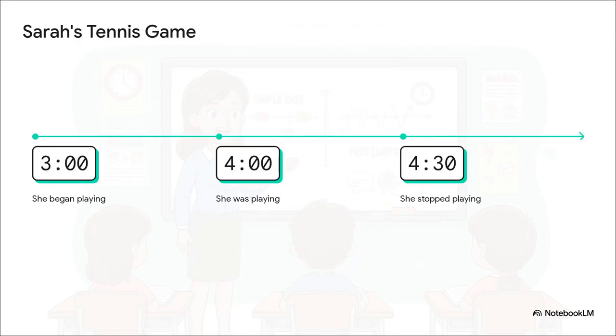Let's map this out on a timeline, because this really makes it click. She began playing tennis at 3 o'clock. She stopped playing at 4:30. So what was happening exactly at 4 o'clock? Well, 4 o'clock sits directly in the middle of her tennis game. The action was unfinished, it was in progress, and that is exactly why we say she was playing.